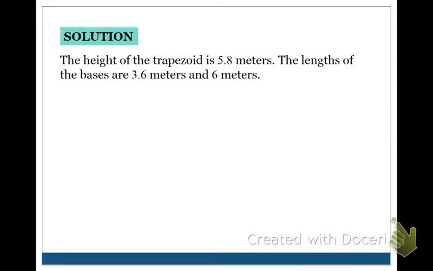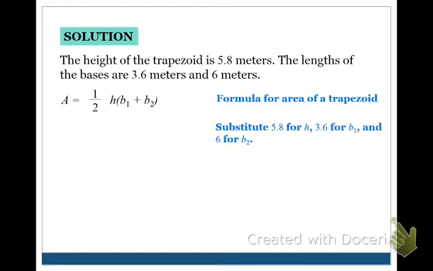The height of a trapezoid is 5.8. The lengths of its bases are 3.6 and 6. Oh, this is a solution to the same problem. So we plug in and we get the 27.84.